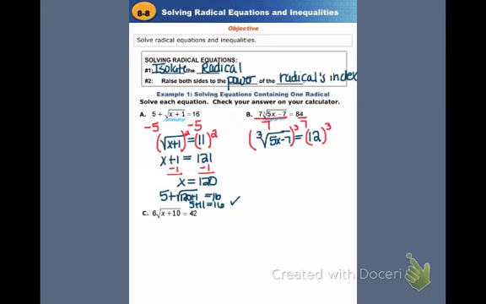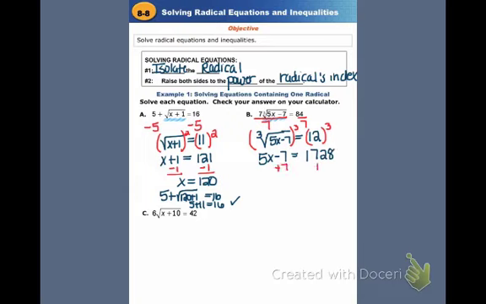So when we cube the cube root, it just cancels out the radical and leaves us with this radicand of 5x minus 7. And on the alternate side, when I raise 12 to the third power, I get 1,728. And now it's simply a matter of going through the steps to solve, to get x alone.